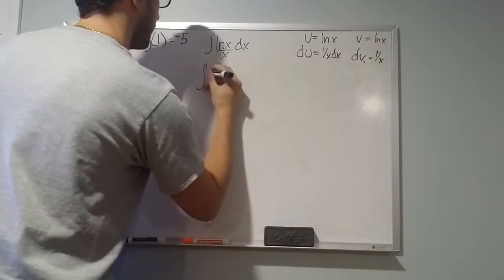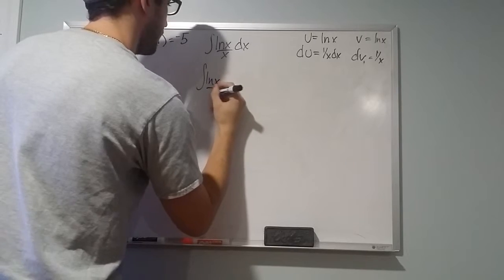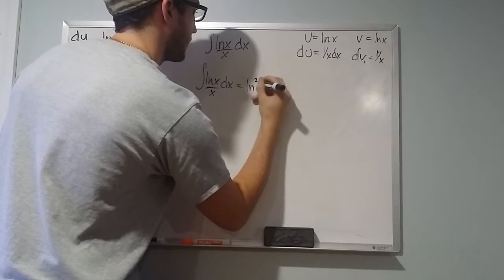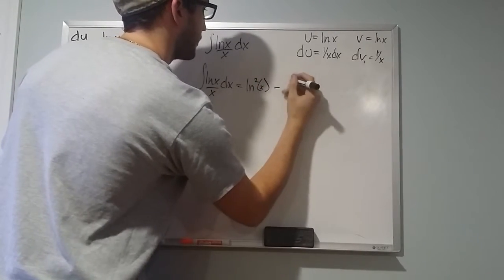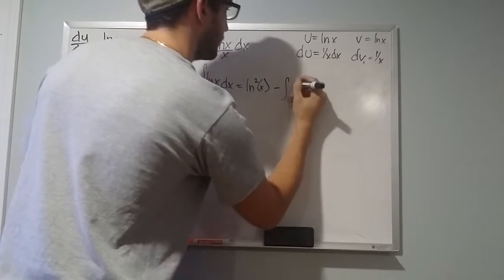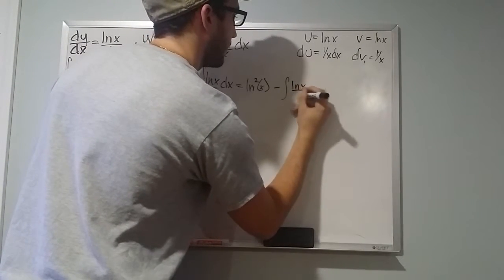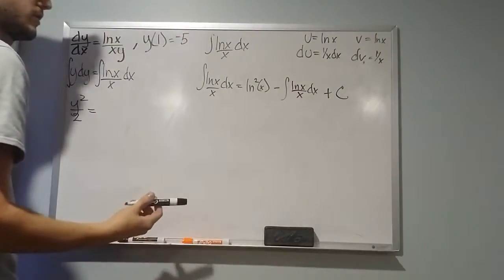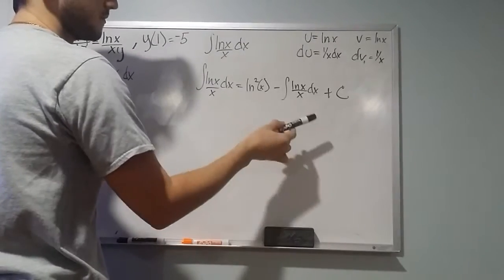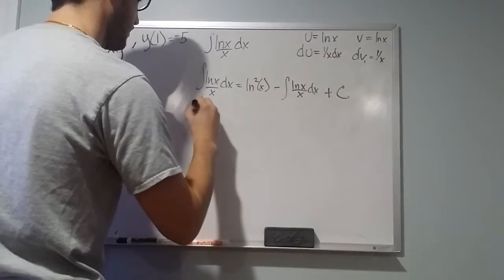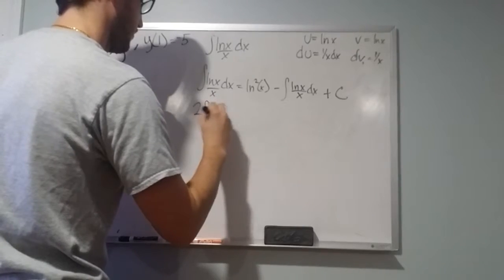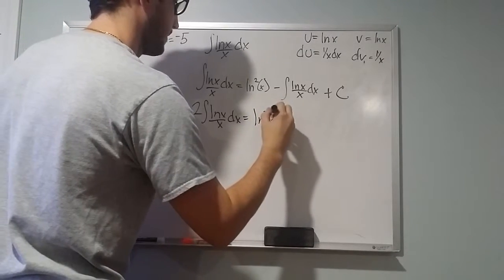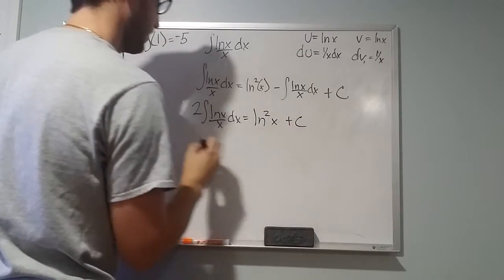And that will give v as natural log of x. So that integral is going to be u times v, which is the natural log squared of x, minus the integral of v du, which is just that natural log of x over x, and then a constant of integration. Now we can just bring that on over to the other side, and we'll get 2 times the integral of the natural log of x over x is equal to the natural log squared of x plus some constant of integration.